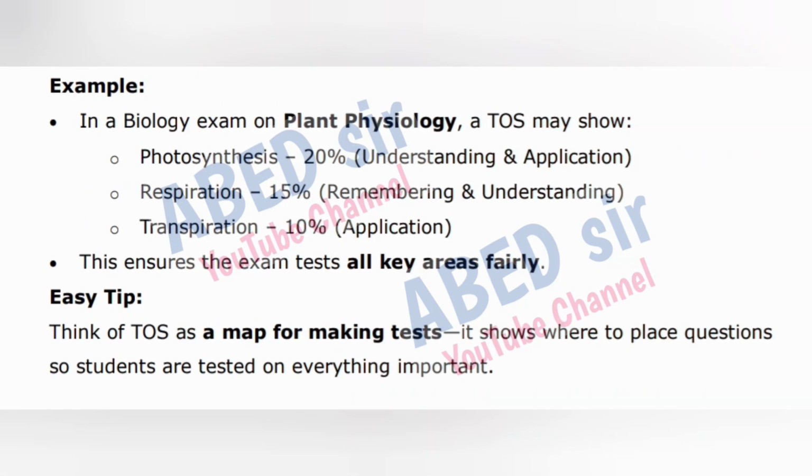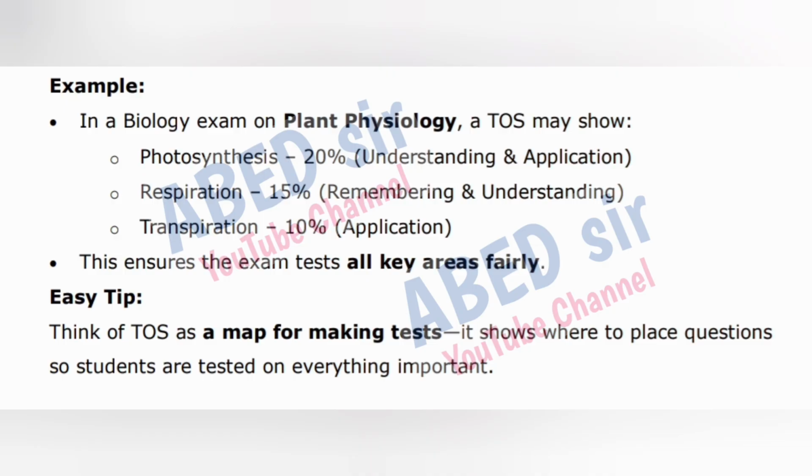Example. In a biology exam on plant physiology, a TOS may show photosynthesis 20%, understanding and application. Respiration 15%, remembering and understanding. Transpiration 10%, application.